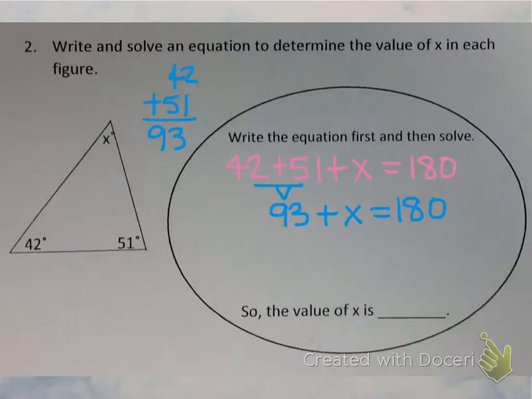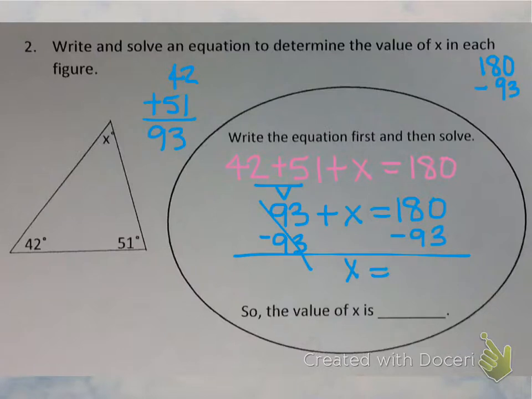Now we have our one-step equation. This is a positive 93. We need to subtract 93 from each side. And this is the way that you will set up your problem every single time you are solving for your missing angle. No exceptions. Okay, 93 minus 93 goes to 0. X equals, go over to the side if needed and subtract 180 minus 93. And you get 87 degrees, and that is what our missing angle equals. The value of x is 87 degrees.